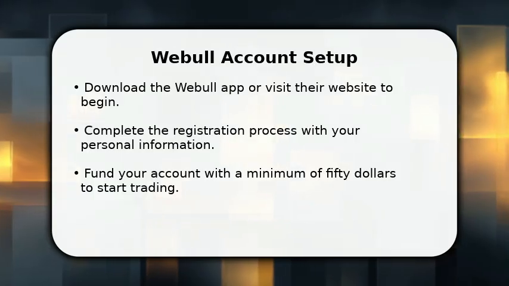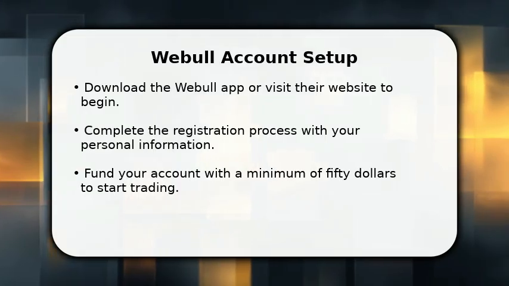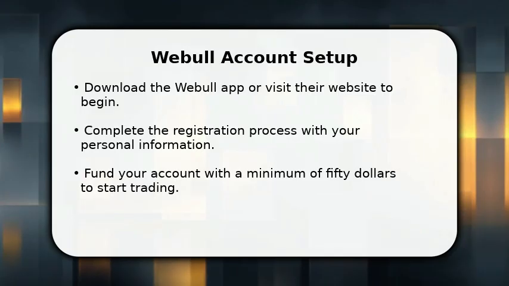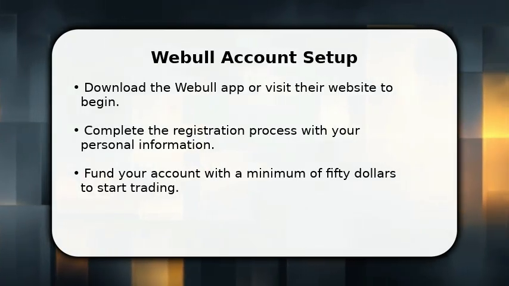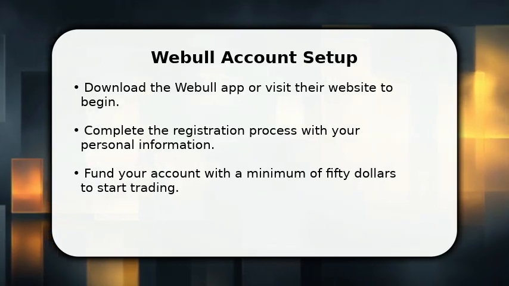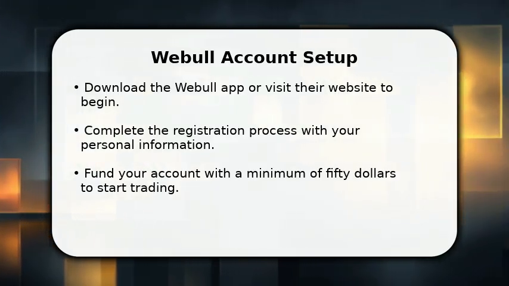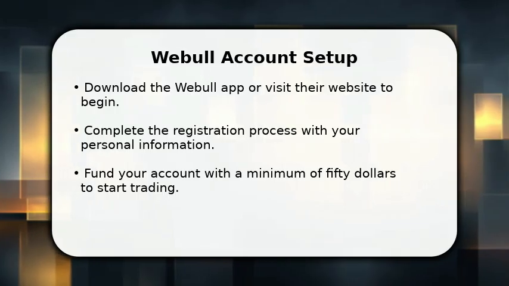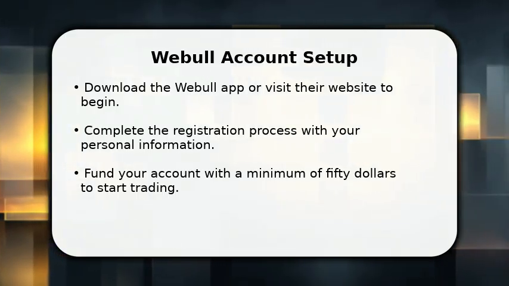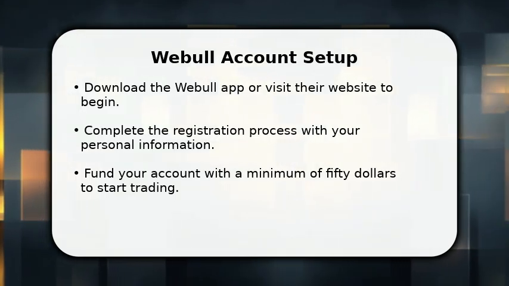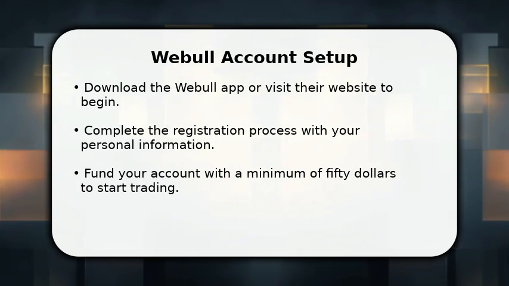In this video, I will explain how to set up Webull for swing trading. First, download the Webull application from your App Store or navigate to their official website. You will then need to complete the registration process, providing your personal details and linking a bank account. To activate your trading capabilities, ensure you fund your account with at least $50. This initial step is crucial for accessing all the platform's features and beginning your trading journey.